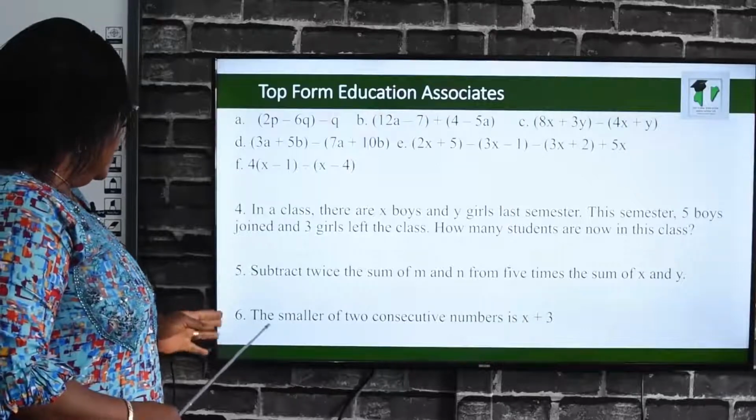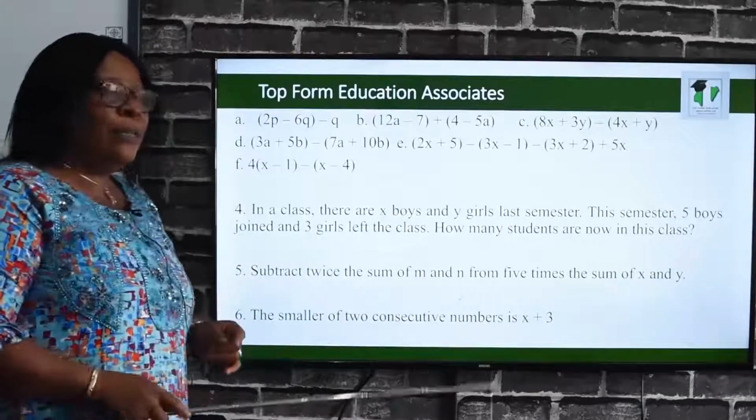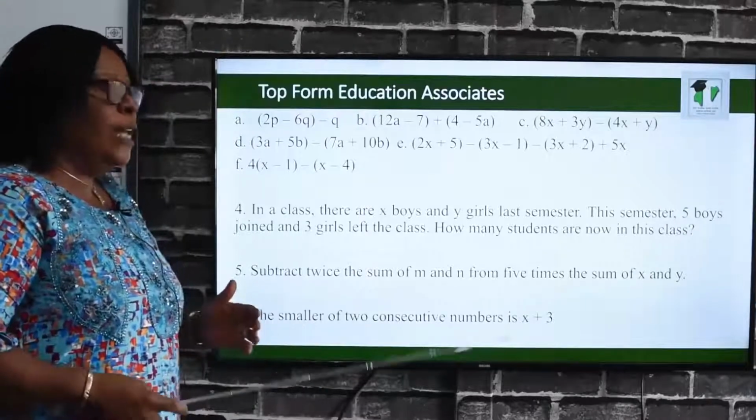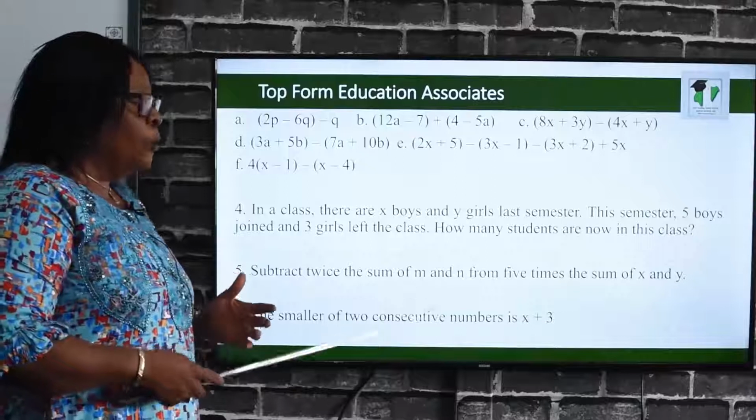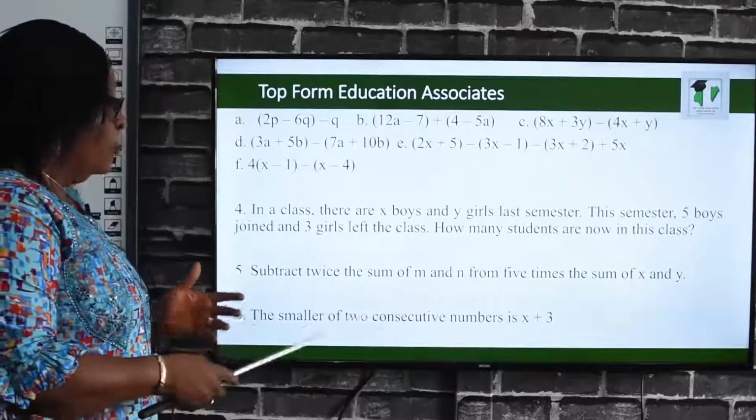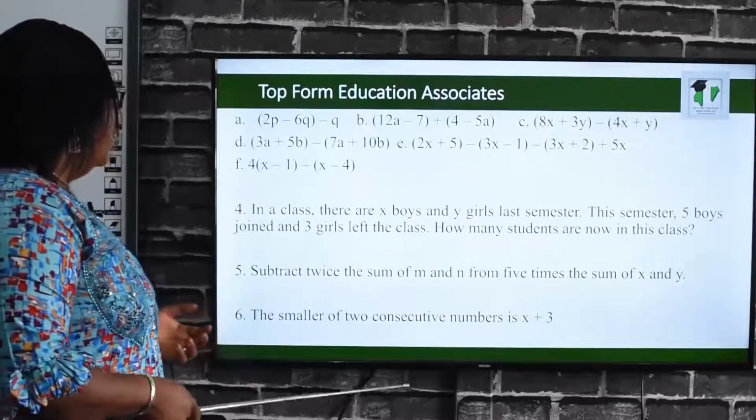Now, number 6, the smaller of 2 consecutive numbers is x plus 3. Smaller is x plus 3. The next one that is bigger should be x plus 3 plus 1, and that will give us x plus 4.